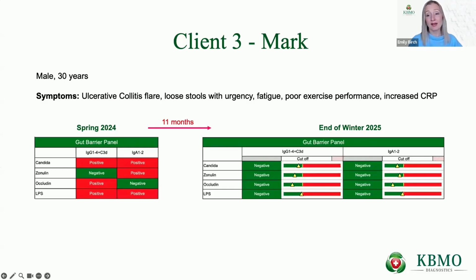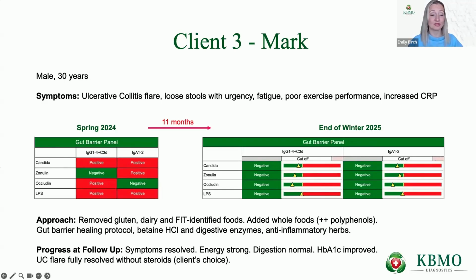And so 11 months later, he was in a much, much better position. His symptoms had resolved completely. His energy was really strong. His digestion was normal. Interestingly, his HbA1c improved as well. And massively, his ulcerative colitis flare had fully resolved without steroids. And it's really important for me to say here, not taking the steroids for this flare was his choice, not the nutritional therapist's choice. Okay, that's out of our remit.